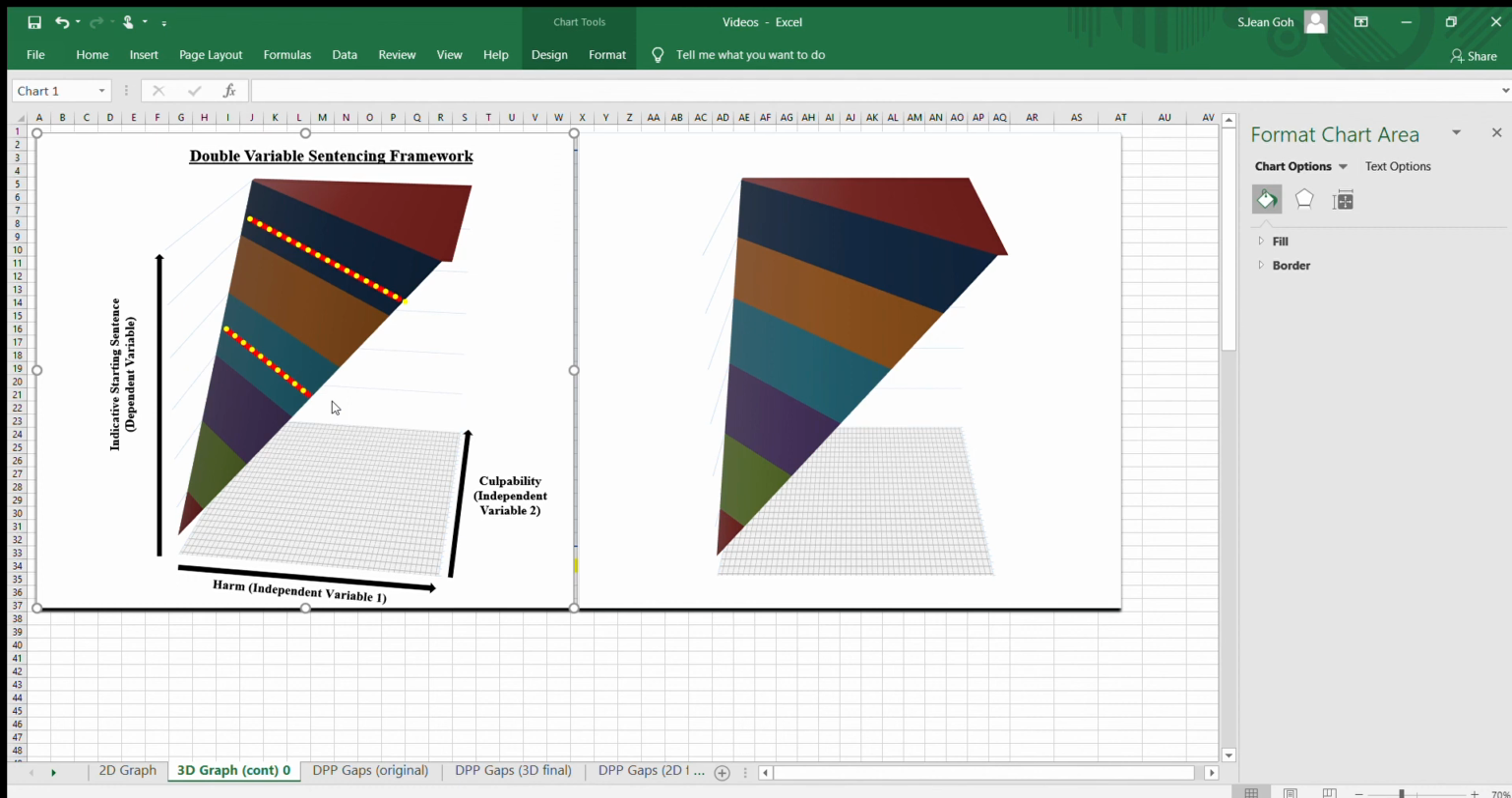In other words, while each combination of the two independent variables must yield a single indicative sentence, certain combinations may yield the same indicative starting sentence because they result in offences of the same overall severity. To end off, Figure 4 represents an idealized and general model of a double variable sentencing framework that complies with the principles of continuity and proportionality.